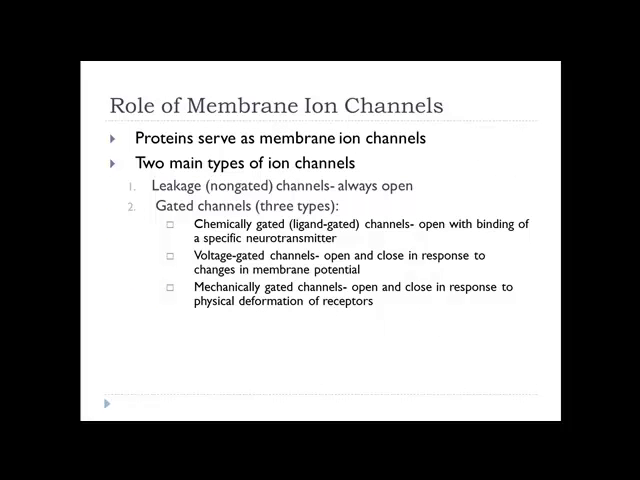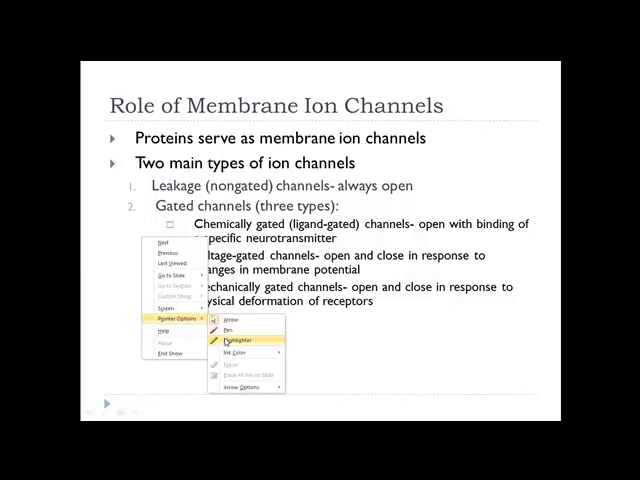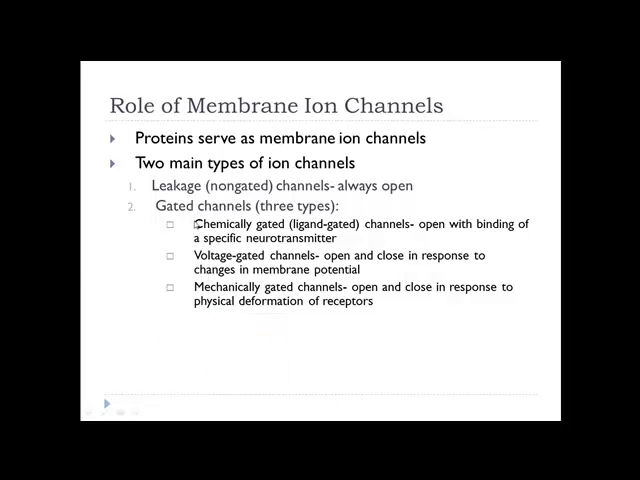Okay, so we have our membrane ion channels. We're going to have proteins that are going to have two things. They can be leakage or they can be gated. Leakage means that we're going to be letting chemicals pass in and out of our nerve cell freely. Gated means there's a gate there and you got to open it up somehow. The 3 ways you can open it up will be chemical, voltage, or mechanical.